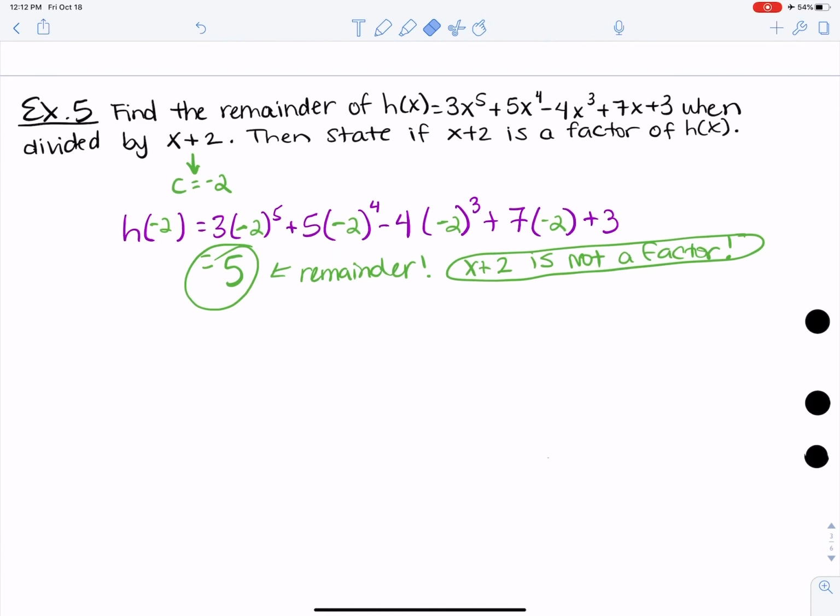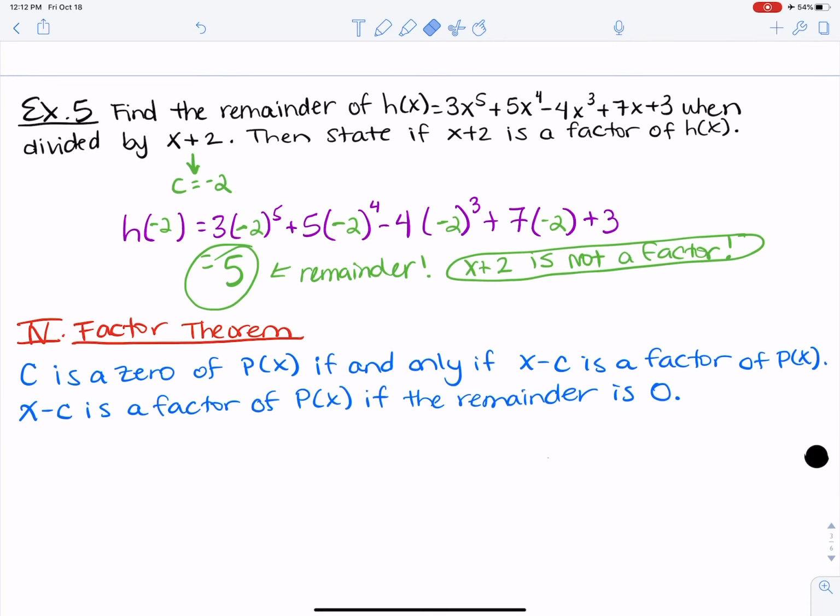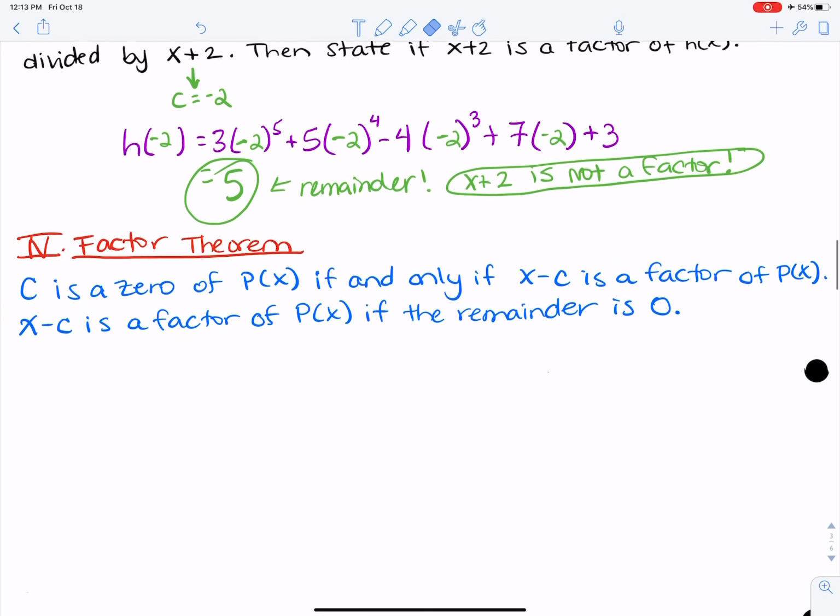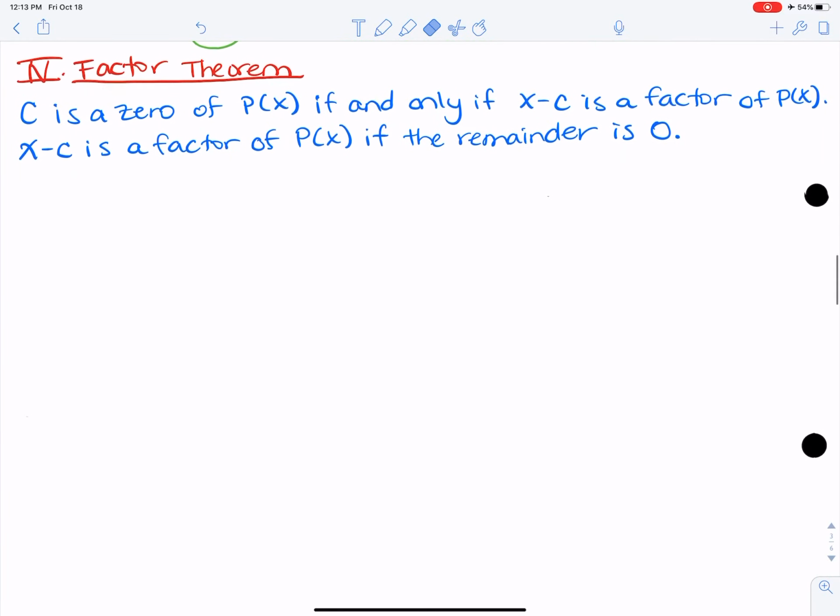All right. Factor theorem, which we've pretty much talked about. I've kind of segued it in there the whole time. So c is a zero of P of x if and only if x minus c is a factor. And x minus c is a factor if the remainder is 0. So we've been doing this already.